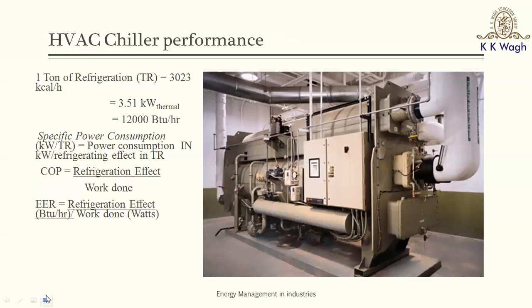The second important unit, and this is more to do with the performance assessment, is what is known as specific power consumption. So if there are 4 chillers, the chiller whose specific power consumption is minimum, we would say that it is the most efficient chiller. The chiller with the lowest value of specific power consumption is the best chiller. So what is the specific power consumption?